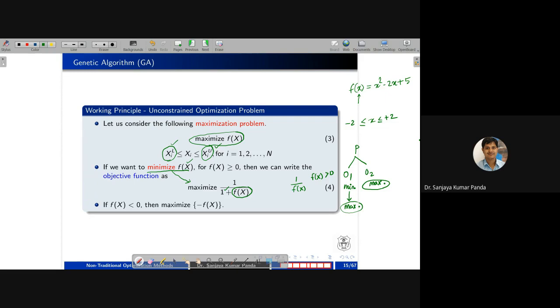Right? If f of x is strictly equal to 0, then this will be 1 by 0. So in order to avoid that, we have written 1 by 1 plus f of x. Now, if f of x is less than or equal to 0, it may also be possible that the value is negative. In that case, you have to maximize minus of f of x, right? So in this way, you have to convert one problem into another problem to solve a problem using a genetic algorithm.